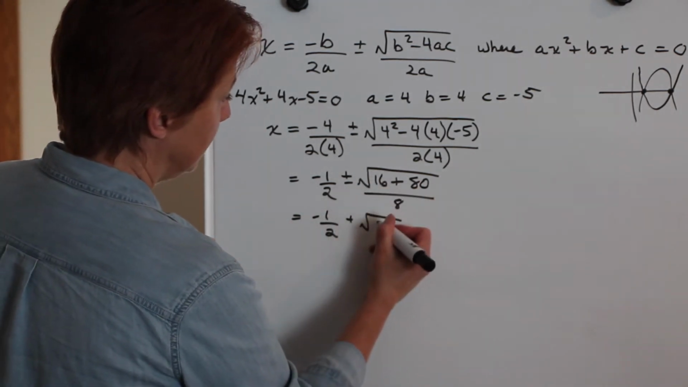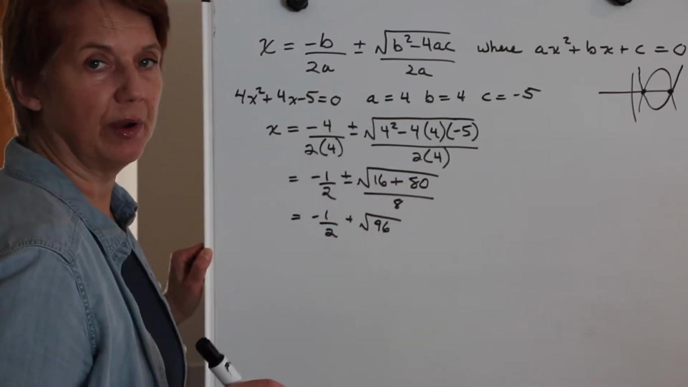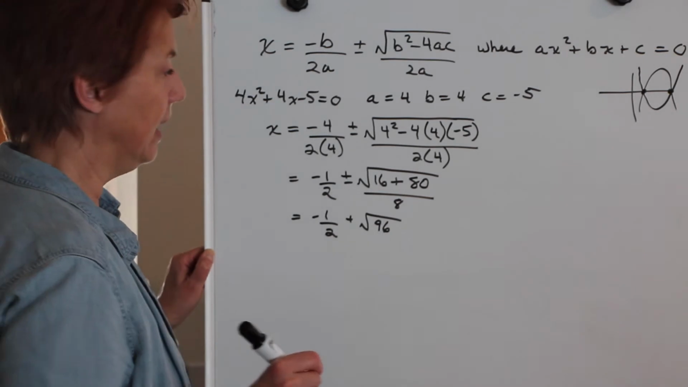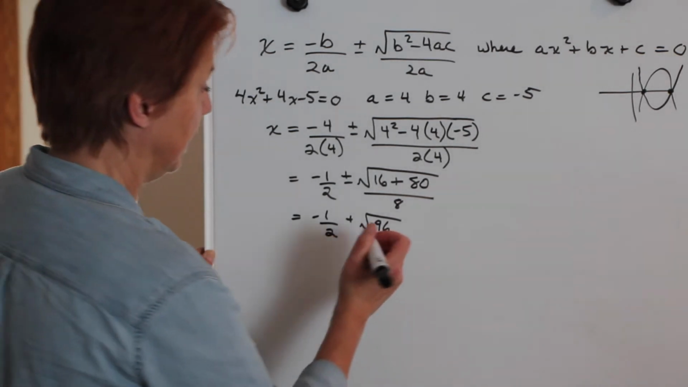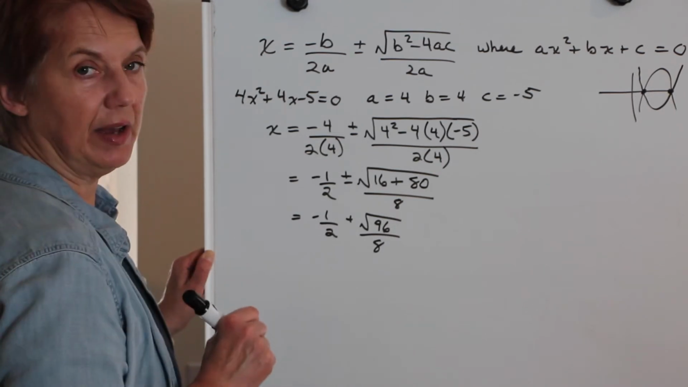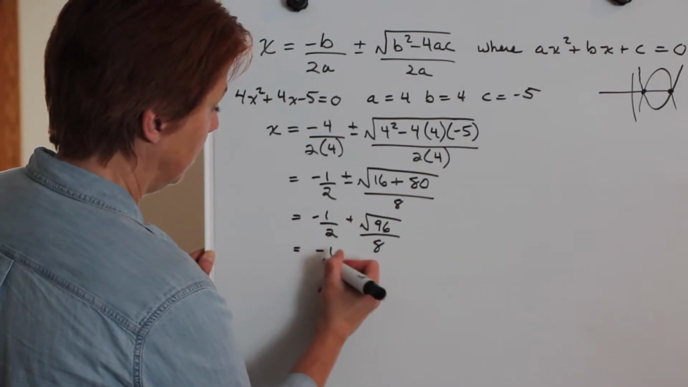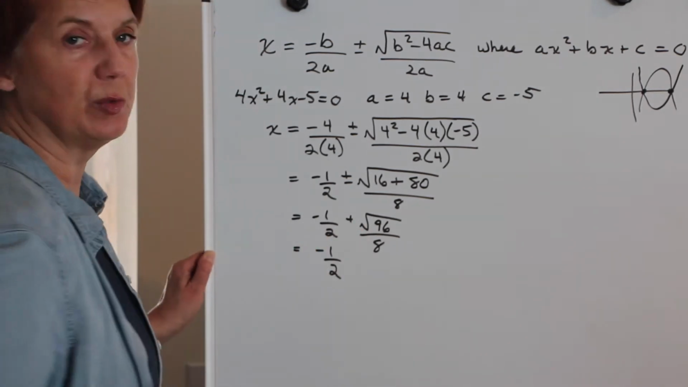Okay, 16 plus 80, 96. I also can't do 4 plus whatever the square root of 80 is. It doesn't work that way, okay? It's a BEDMAS problem if you do that. Divided by 8, okay? I still can't divide out the 8 because we still have an elephant here and a giraffe here. So we carry on. Now, how do we reduce root 96?